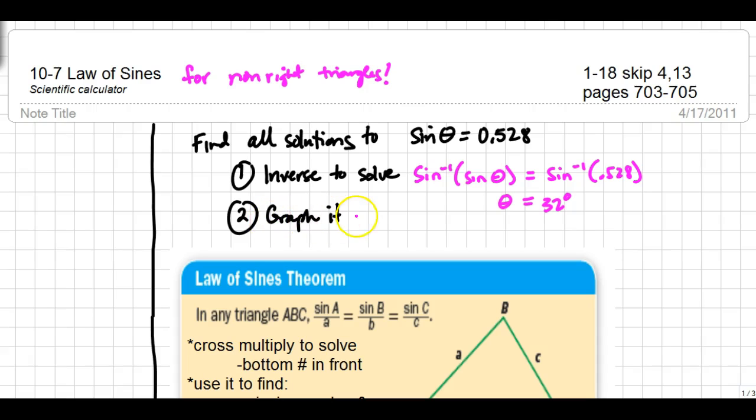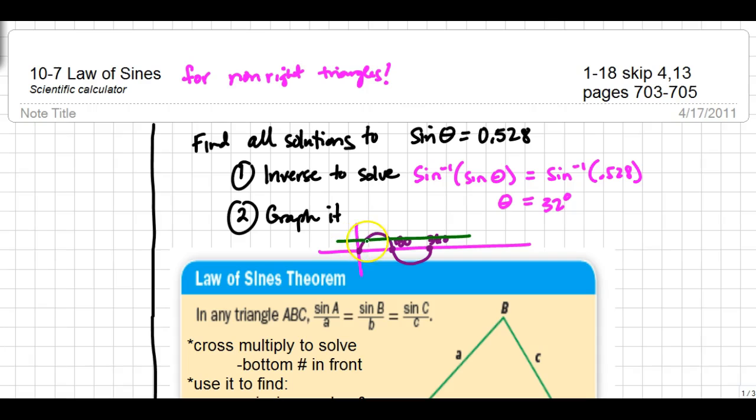Now if we graph it, I want to show you how there's actually two answers. So let's just do a quick sketch of what the sine graph looks like. Remember that the sine graph starts at 0, goes up, and then comes back down, and then back up. And it crosses at 180 and at 360. So if we try to figure out where that 32 is located, 32 is going to be about a third of the way to the 180. So the 32 is going to be about right here.